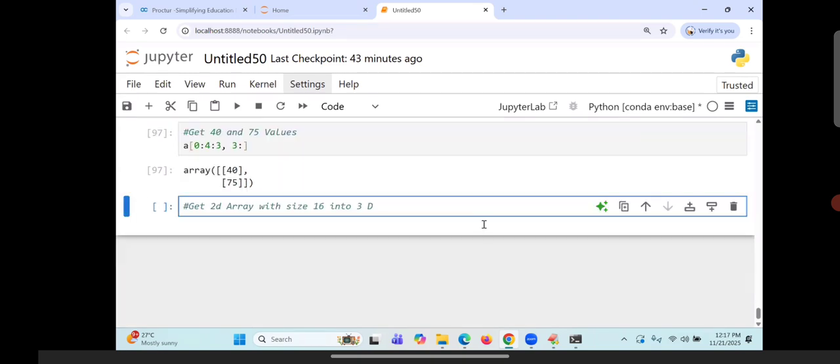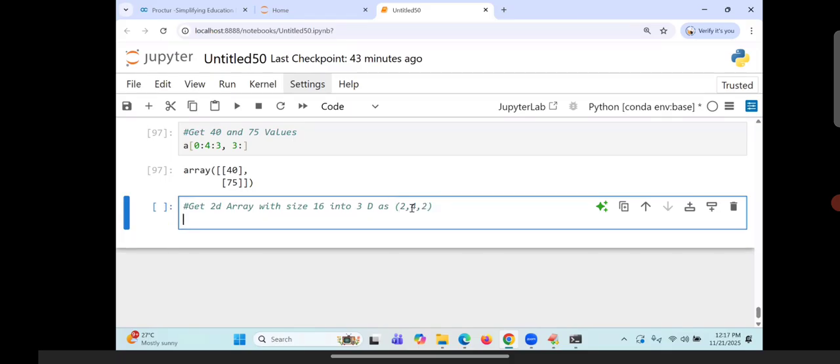You have 16 elements, right, with the 3D, as 2 comma 4 comma 2. You can go for 2 comma 4, or if you want more rows, 4 comma 2. It is your choice. Set it: A dot shape is equal to 2 comma 4 comma 2. Or you can also take it as A is equal to A dot reshape of 2 comma 4 comma 2.